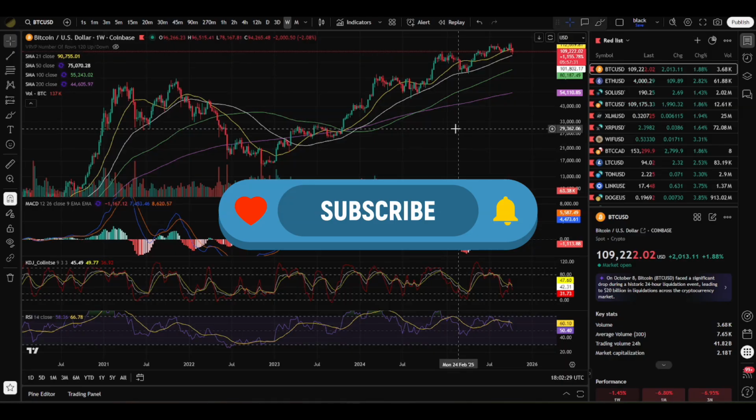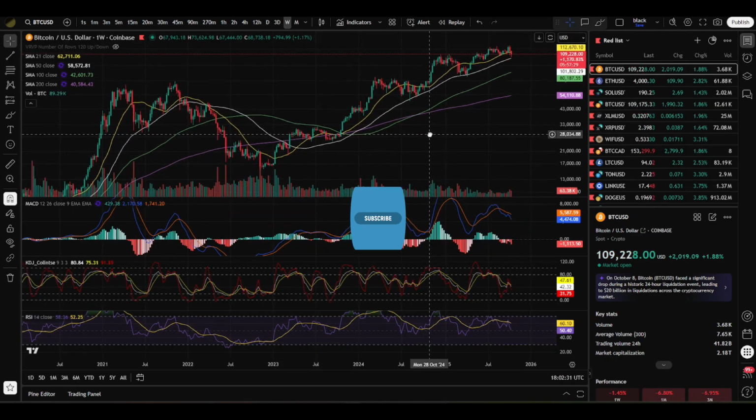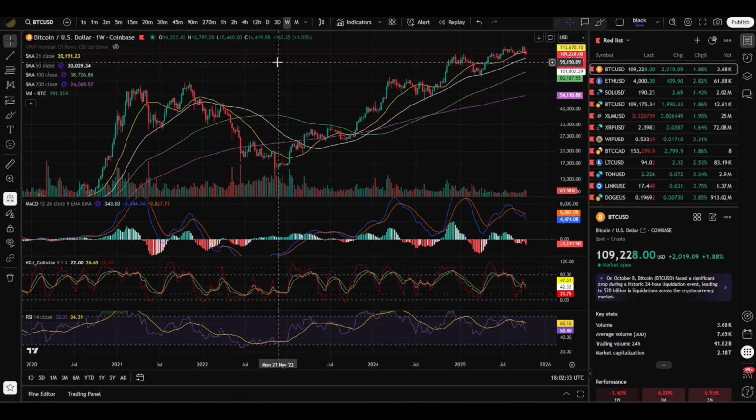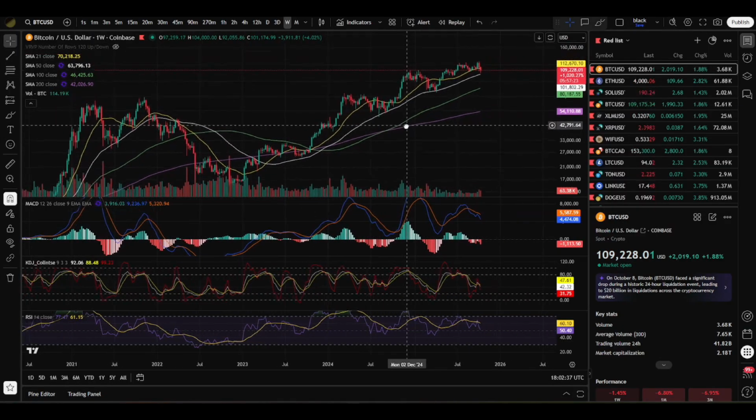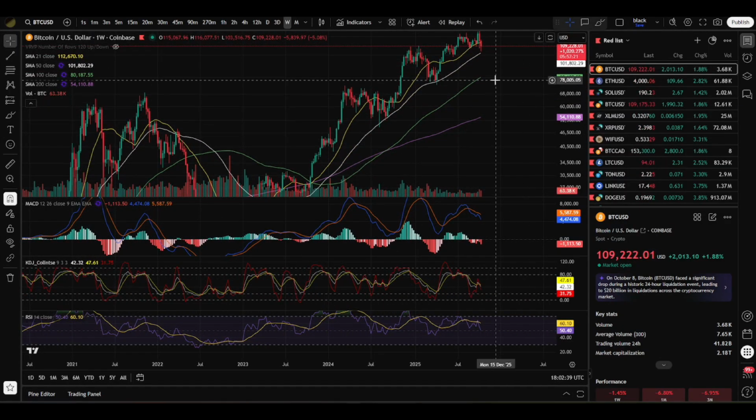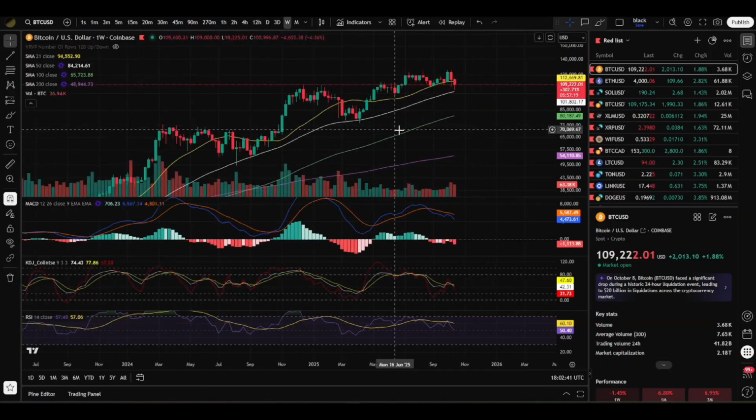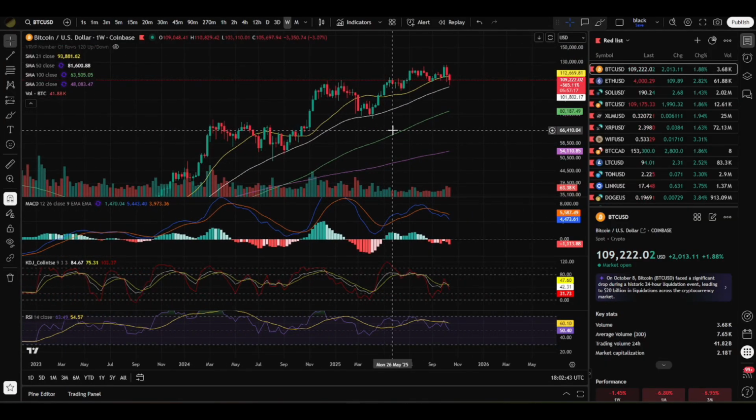Today is October 19th, 2025, and it looks like we got a little bump, a little rise on the price. So let's zoom in here now on the weekly. We're going to take a quick look.